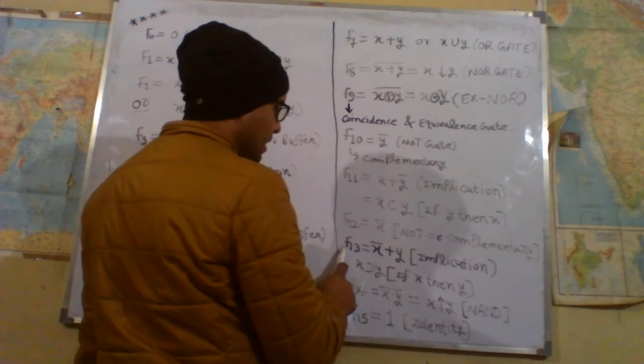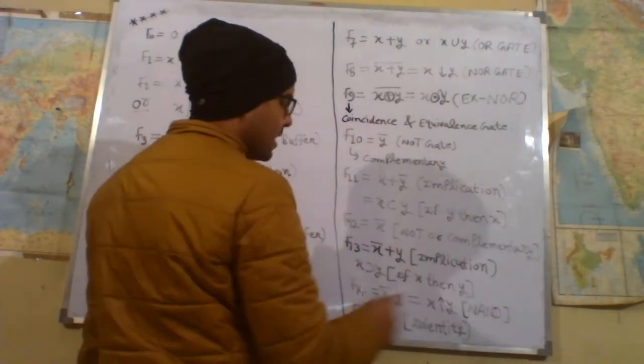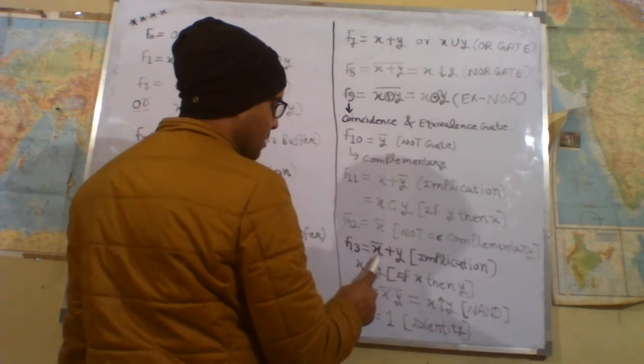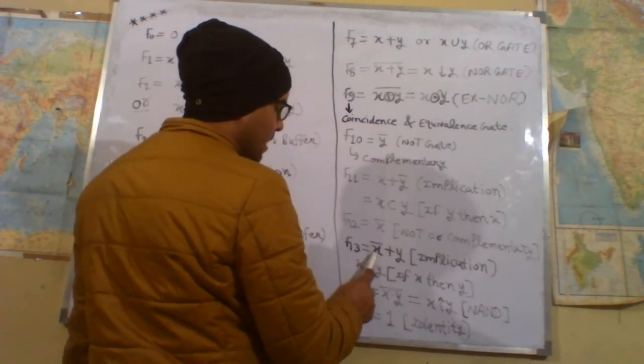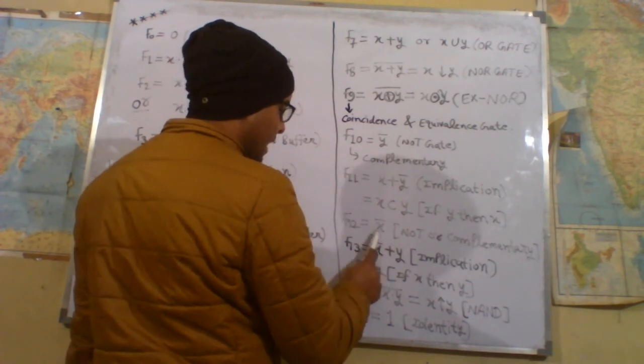Next is F13. So F13 equal to X bar plus Y. This is also case of implication. So how it is pronounced? It is pronounced as X bar or Y, and what is the meaning of this? If X then Y.